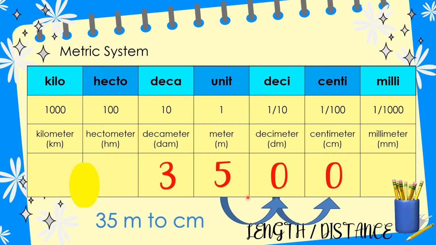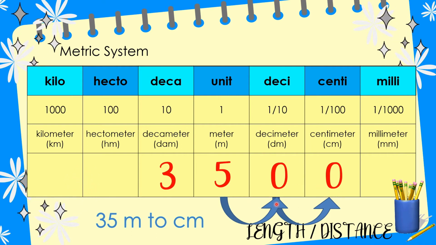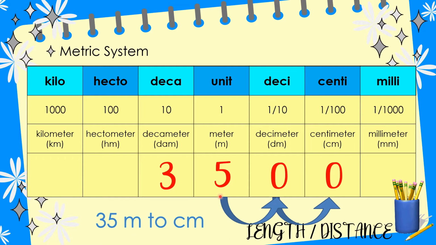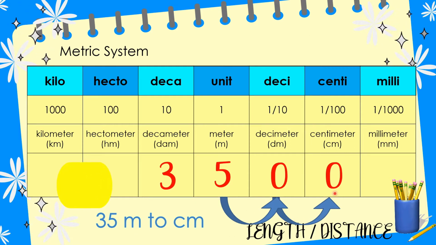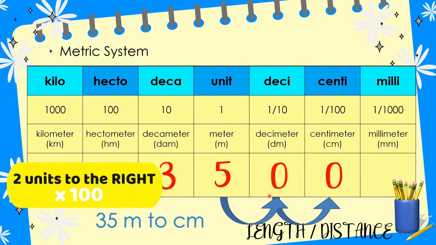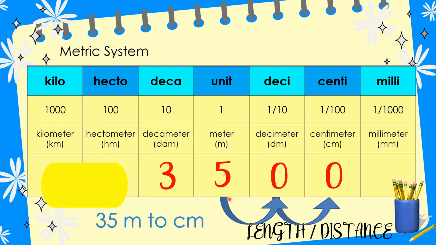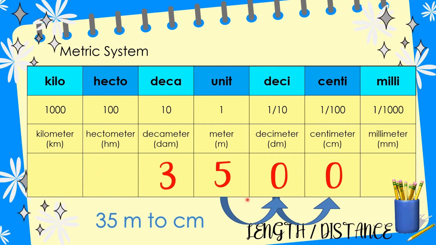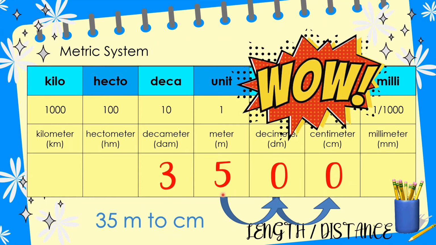Bakit yung 35 naging 3,500? Kasi ilang units away sila sa isa't isa. From meter papunta sa centi, there are 2 units away. They are 2 units away. Kaya tayo ay magmumultiply by 100. So 35 times 100 is 3,500.